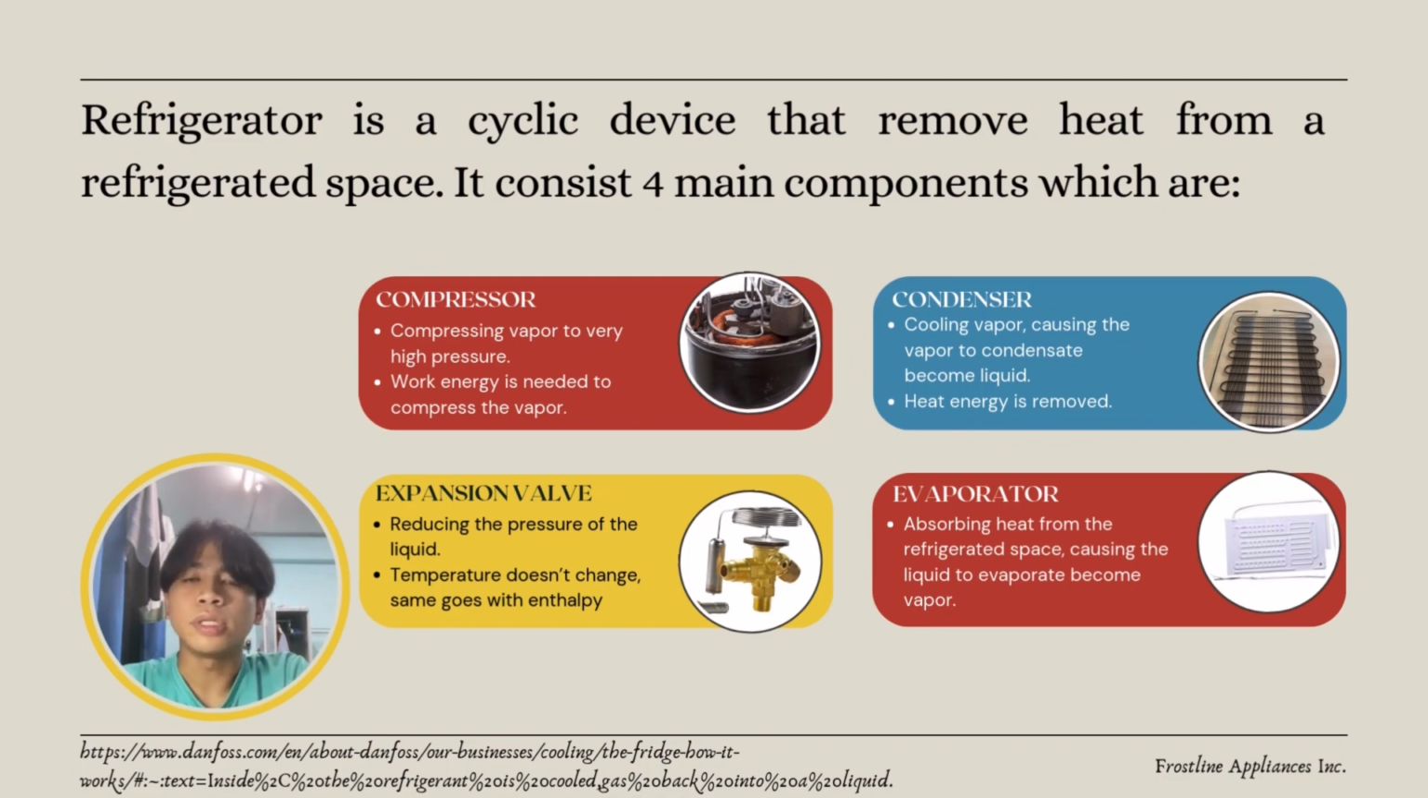And then the third one is the expansion valve, which reduces the pressure of the liquid while maintaining the temperature of the liquid. So the temperature doesn't change, and also the enthalpy at the same time. And then the last one is the evaporator, which will absorb heat from the refrigerated space. The heat then causes the liquid to evaporate to become vapor.